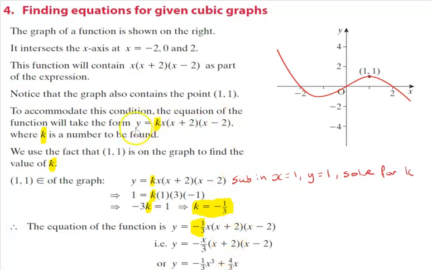So we always use k as our unknown when we're doing this question, but to set up this equation, it all depends on where the graph crosses the x-axis. So it crossed at minus 2, so x plus 2 was a factor. It crossed at positive 2, so x minus 2 is a factor. And if it crosses at the origin, (0, 0), then x on its own is a factor.